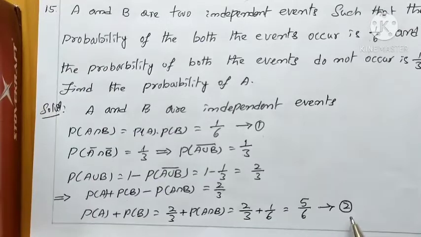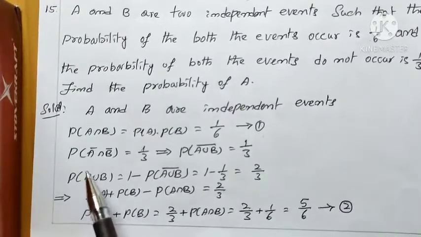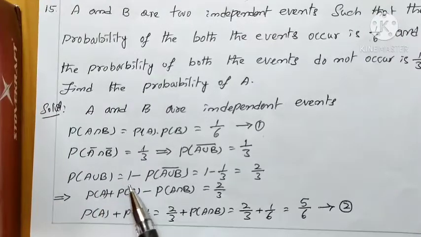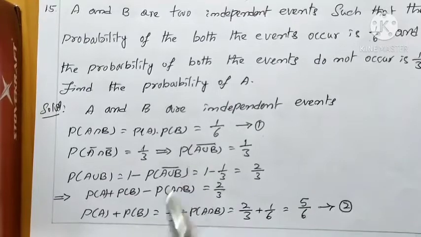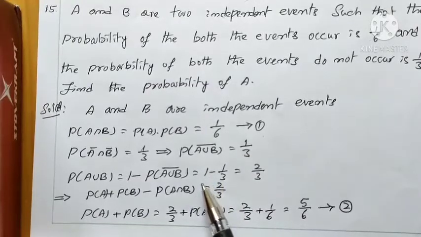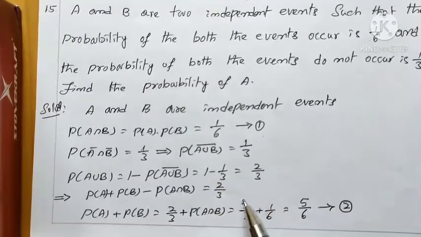Equation number 2. Here we must remember this formula: P of A union B is equal to 1 minus P of (A union B) complement, just like the P of A is equal to 1 minus P of A complement formula. 1 minus 1 by 3 is 2 by 3. By addition theorem, P of A union B is equal to P of A plus P of B minus P of A B, which is equal to 2 by 3. Therefore, P of A plus P of B is equal to 2 by 3 plus P of A B, which is equal to 2 by 3 plus 1 by 6, that is equal to 5 by 6.